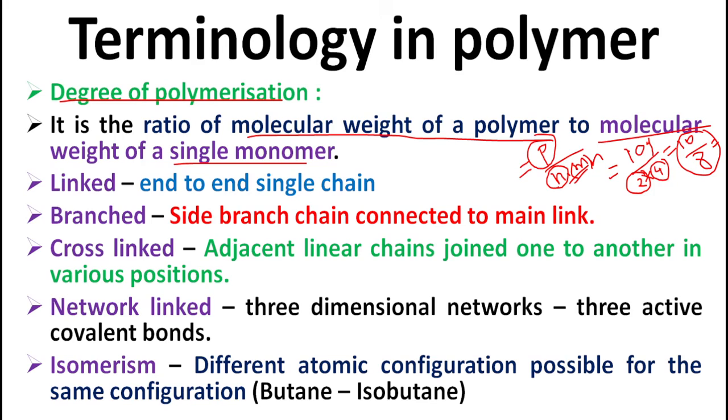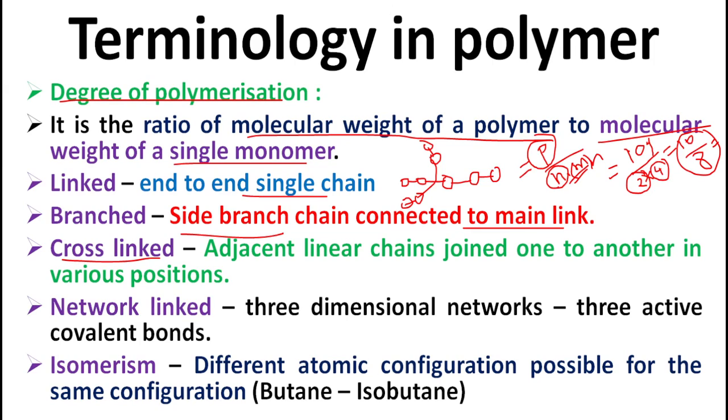Next is linear, or linked, polymer. Here one monomer is linked to another end to end in a single chain. Next is the branched polymer, where side branch chains are connected to the main chain.